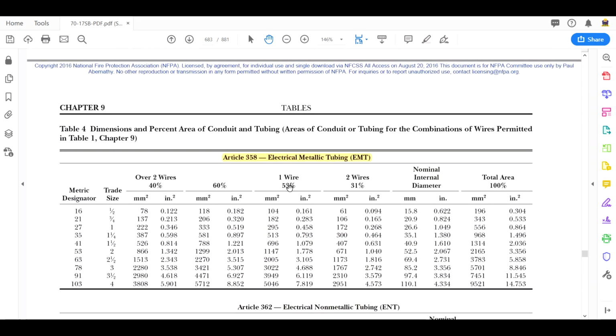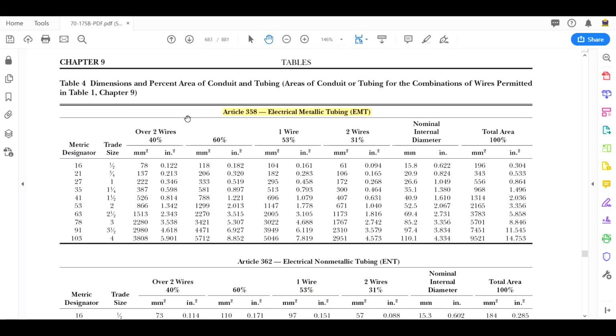Okay. So now let's look at this table here. This is what Table 4 looks like. Now it gives you the percentage fills for over 2. We saw earlier the 40%. It has the 60% for the nipple. It has for the one wire 53%, and our cable in our example a minute ago, okay, 53%.